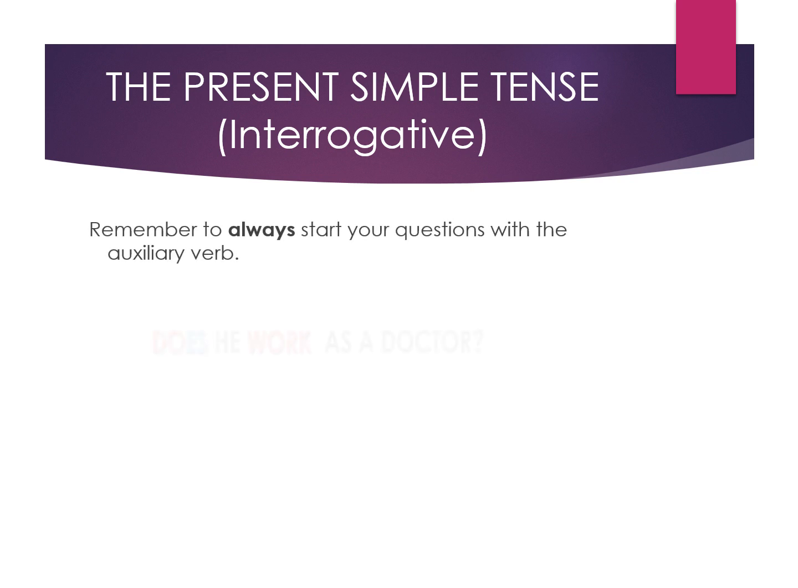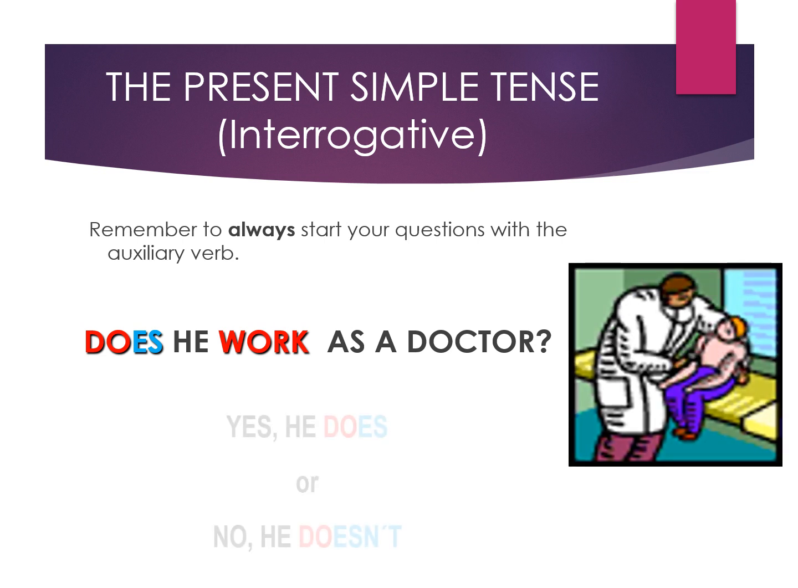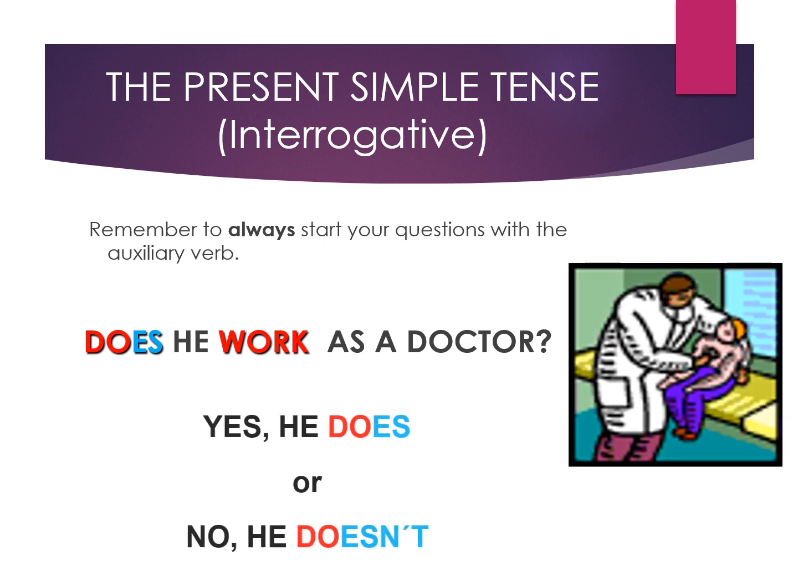Remember to always start your questions with an auxiliary verb. Does he work as a doctor? There are two possible answers. This is a yes or no question, so the answer would be affirmative or negative. So you can say yes, he does, or no, he doesn't.